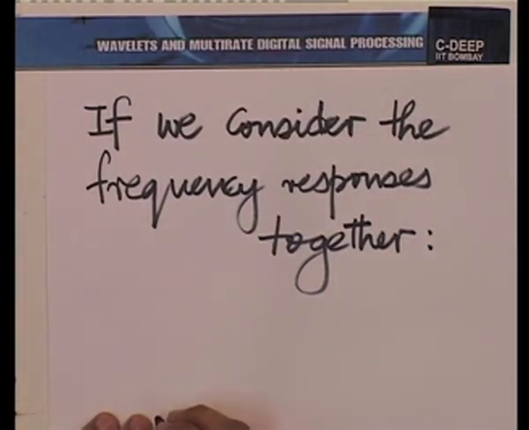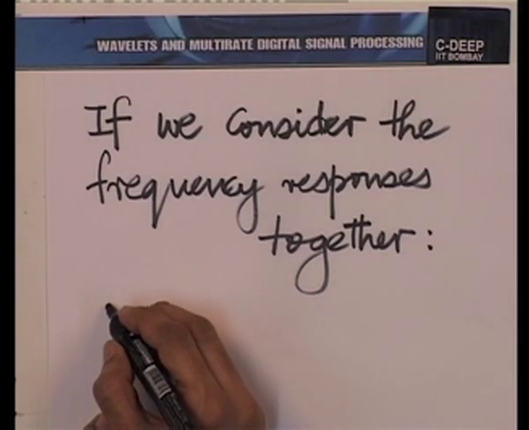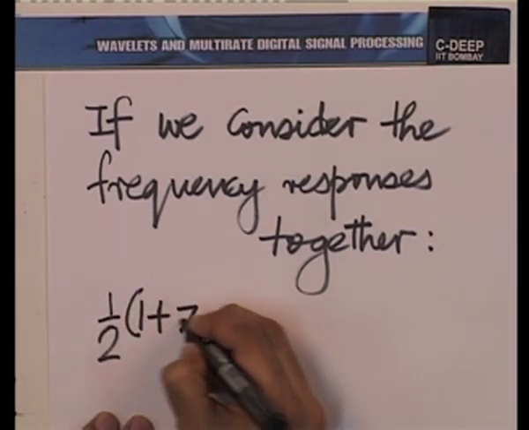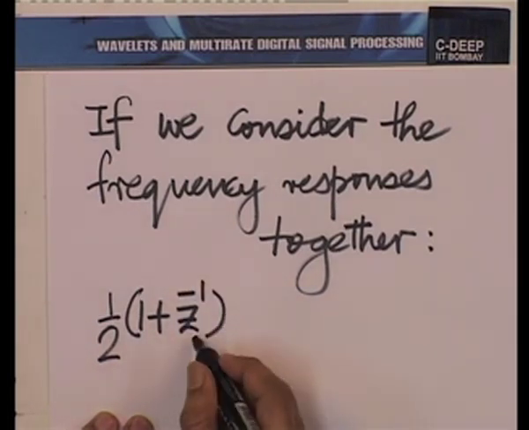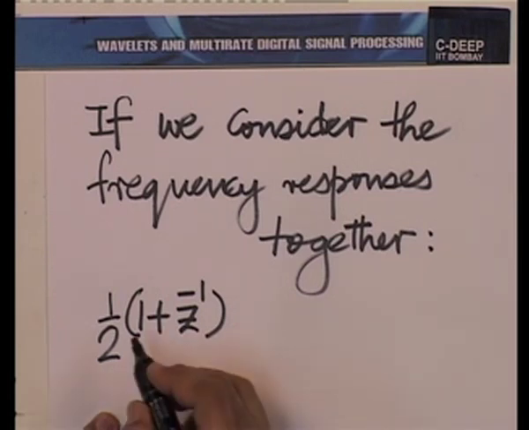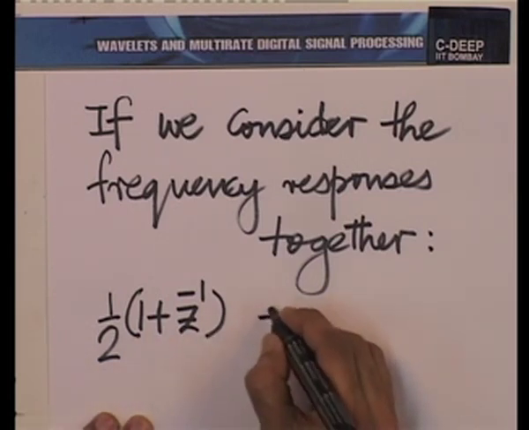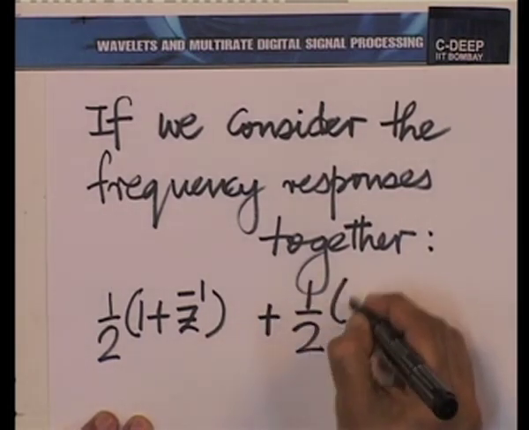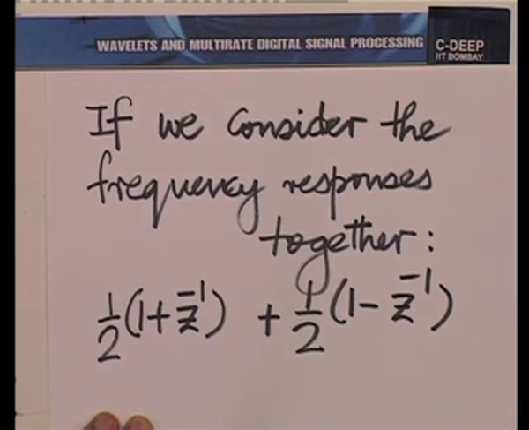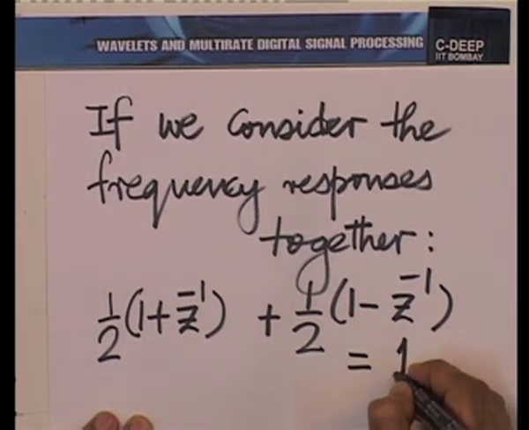A very interesting property emerges. You see, suppose we add them. I do not even need to substitute z equal to e raised to the power j omega. Let me keep it as it is. So, half into 1 plus z inverse plus half into 1 minus z inverse. It is very easy to see this is equal to 1.